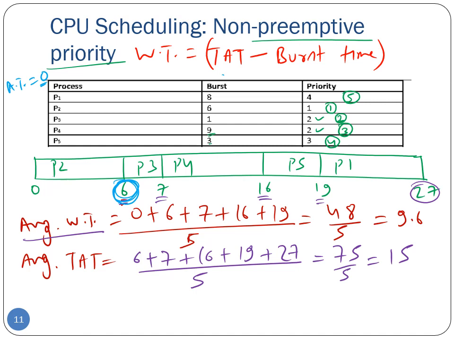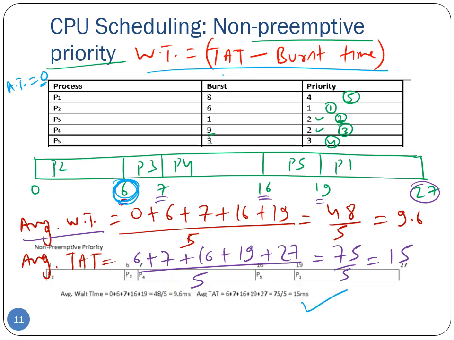However, in the exam, again, you should be careful. If the arrival time of all the processes is not 0, then you should use this expression to compute the wait times. The answer is also summarized here.